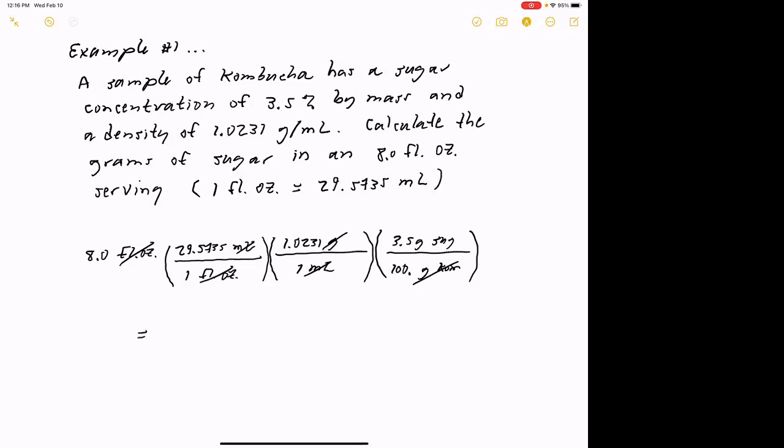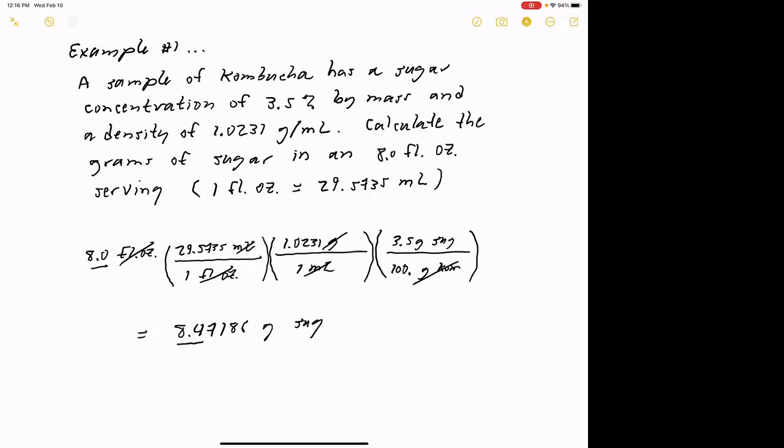Now, if I work this out, I'll say that's 8.47186 grams of sugar. Okay, and now I go back and look at my sig figs. Looks like I got 2 sig figs in the 8.0 fluid ounce. All right, it looks like the conversion I don't need to worry about. That doesn't limit me. The density is immeasurable, so it looks like I've got plenty of sig figs there. Looks like, again, in my percent by mass, I'm going to be limited to 2 sig figs.